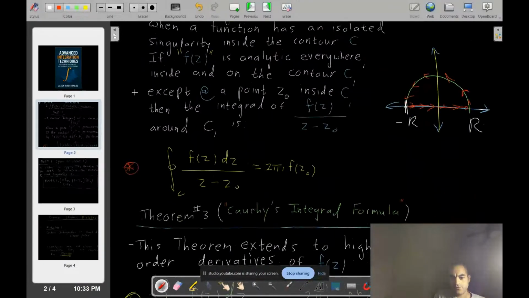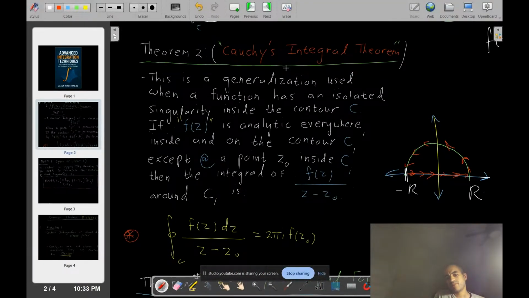So we have theorem 2. Theorem 2 is a generalization for when a function has an isolated singularity. That means that it's inside of the contour. Maybe my singularity is here, or here, or here. It cannot be down here if I've chosen an upper semicircle contour. The singularity has to be inside the contour for theorem 2 to make sense.